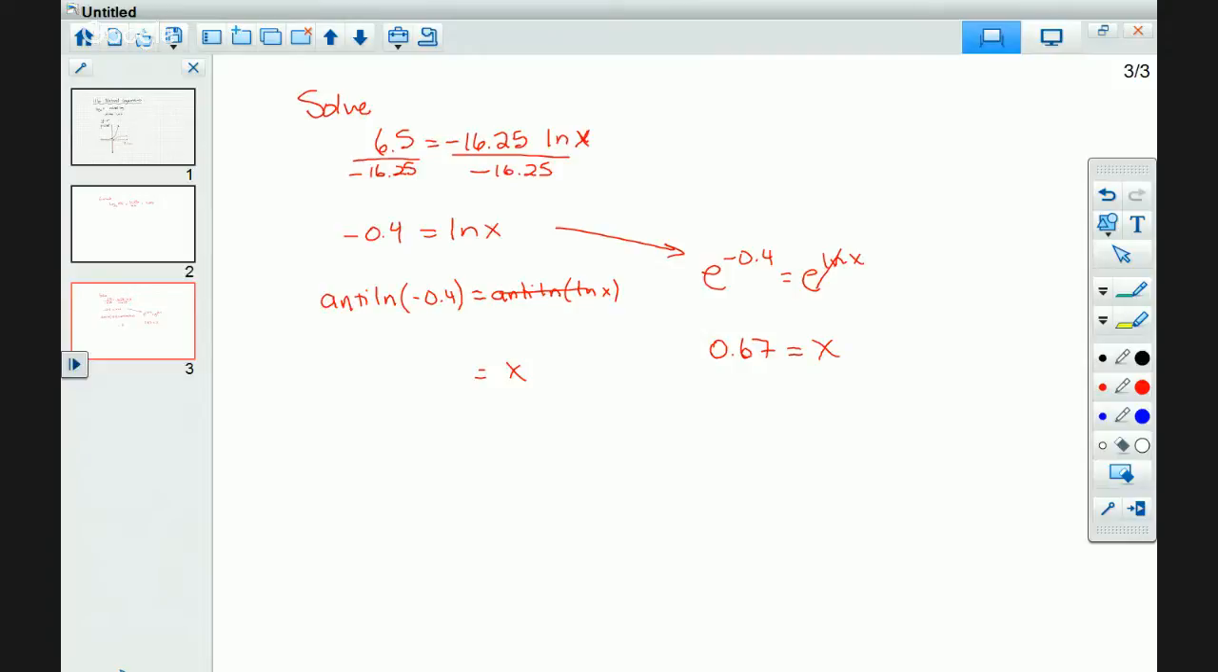So you can use it, but you get it. There you go. So these are actually just the same as regular logs. We're using the inverse to solve them.